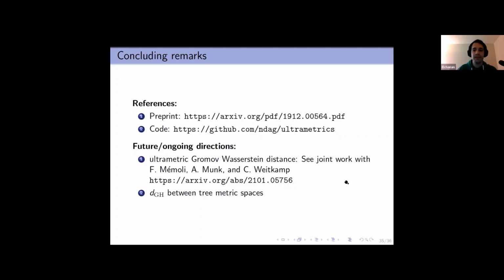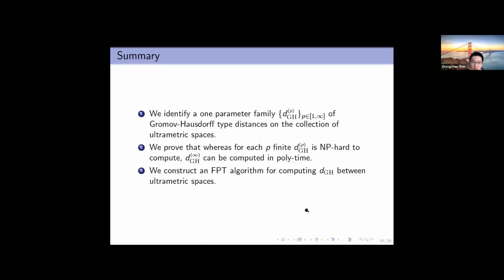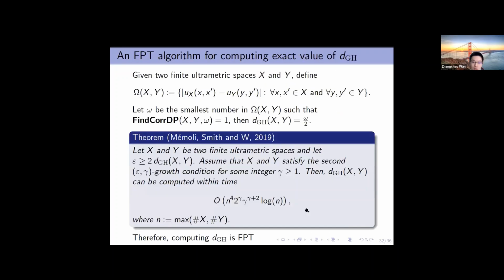I have a question. Are any of these distances the interleaving distance? Because you said that an ultrametric space is the same thing as a dendrogram, so you could also look at the interleaving distance. I'm wondering if your algorithm gives you some algorithm to compute the interleaving distance in some tractable way.